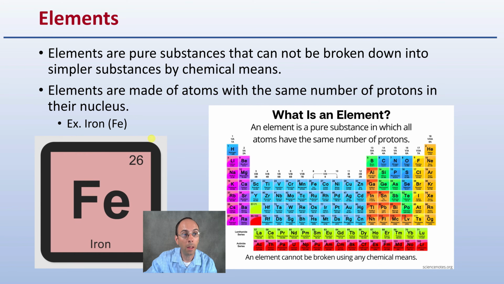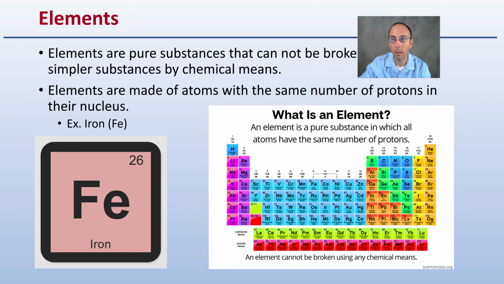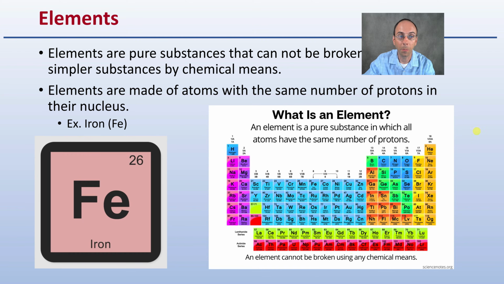Then we get to elements, and these are pure substances that cannot be broken down into simpler substances by chemical means. You might be familiar with the periodic table of elements. And those elements are made of atoms with the same number of protons in their nucleus. That's what's represented by the large numbers in the upper left-hand corner here. We could see that here in the upper right-hand corner in the example of iron.